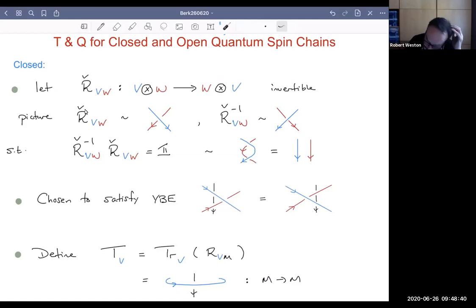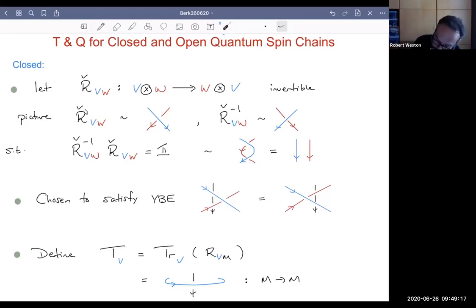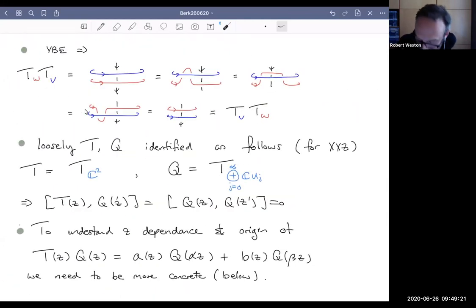And then you choose, so M is another vector space. The transfer matrix associated with the vector space V is a trace over V of the R matrices with M, and so it's a map from M to itself. So in the usual terminology, V is the auxiliary space and M is the quantum space. So far so good. Then of course the Yang-Baxter equation gives you these commutation relations between the T's. It's just a diagrammatic relation using the R matrix and its inverse. So you pull it through, anyway, you all know this argument.